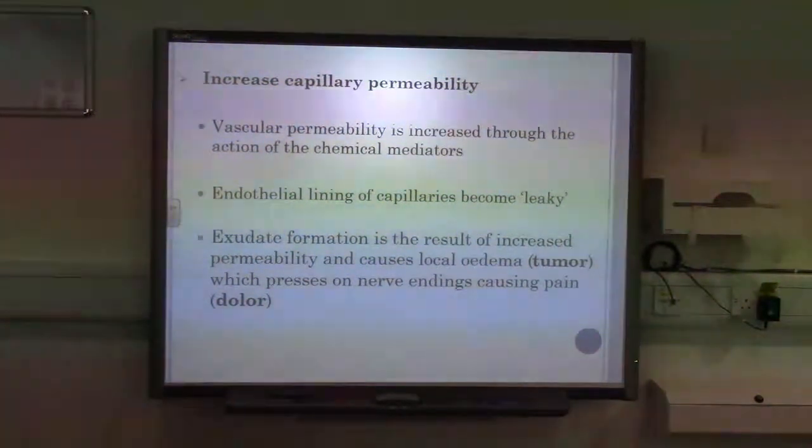So the importance of our increased capillary permeability is that it's increased through the chemical alarms, the chemical mediators, that chemotaxis, and the endothelial lining of the capillaries becomes leaky. So if they become leaky, more cells and more vital macrophages, neutrophils, different white blood cells can enter the site of injury. And this is how we get our exudate formation. Exudate formation is the result of increased permeability, causes local edema, so your tumour, and also it presses on the nerve endings, which then causes that pain and loss of function at the wound site.